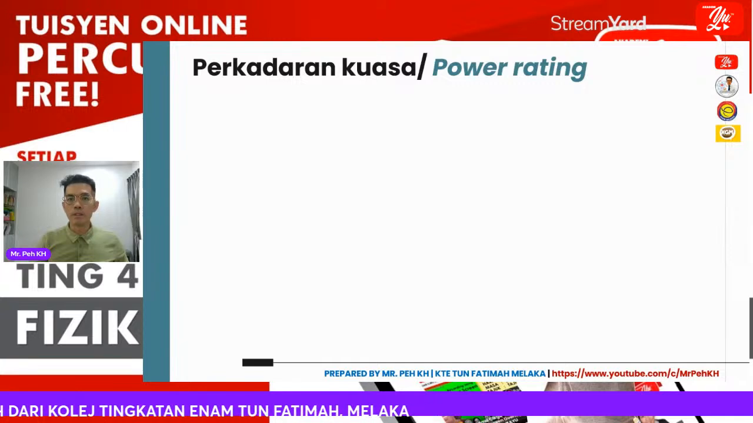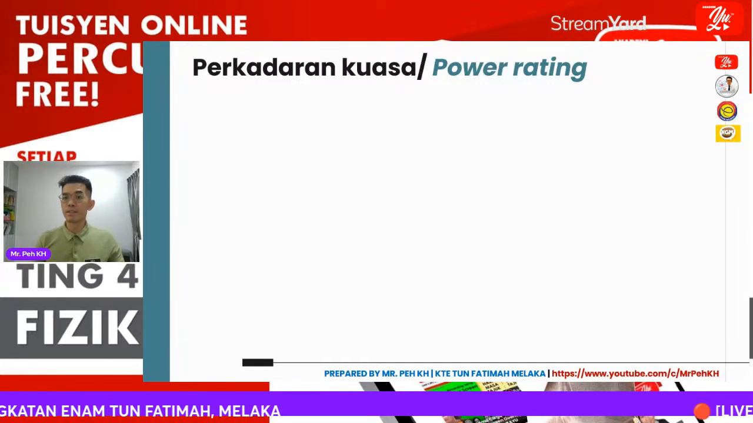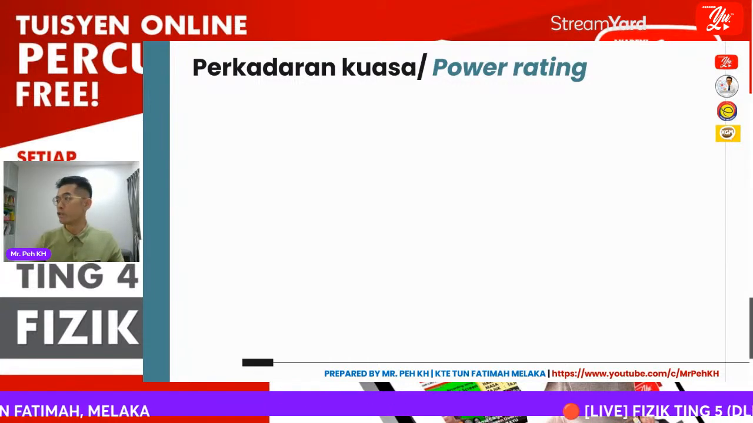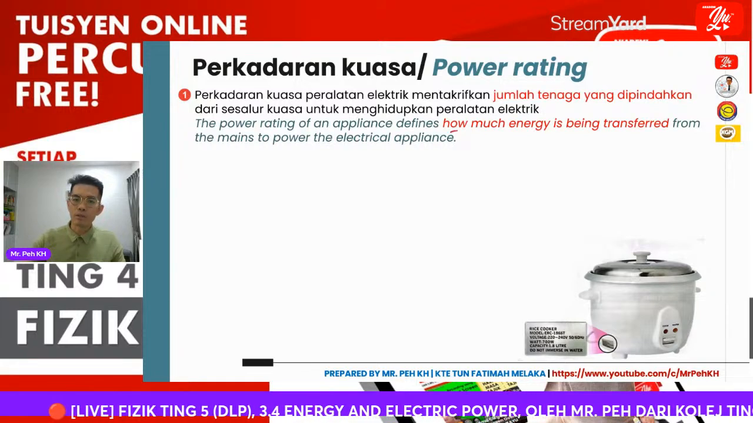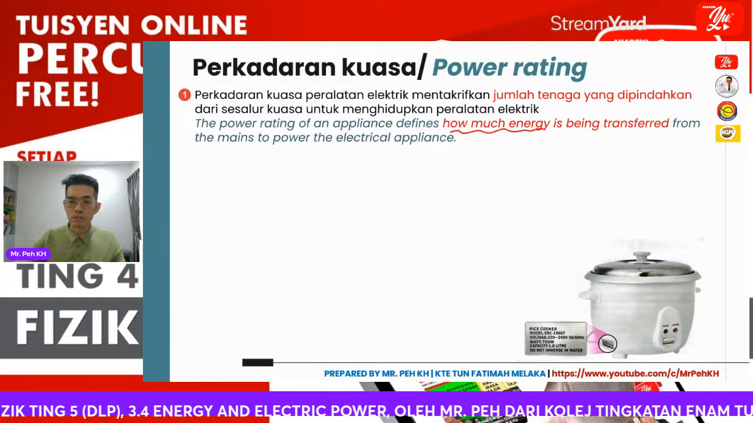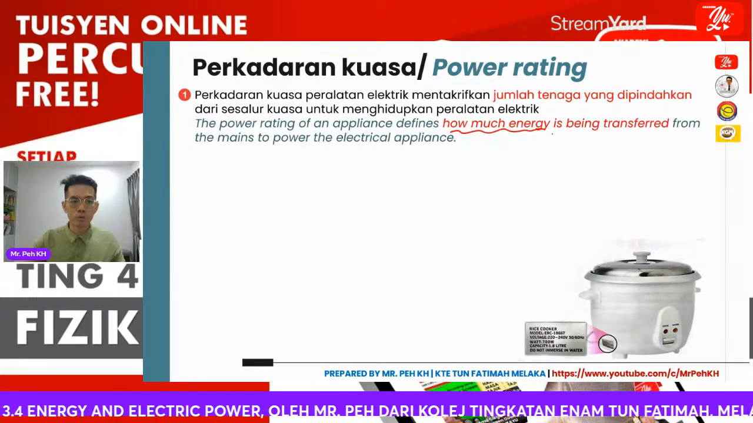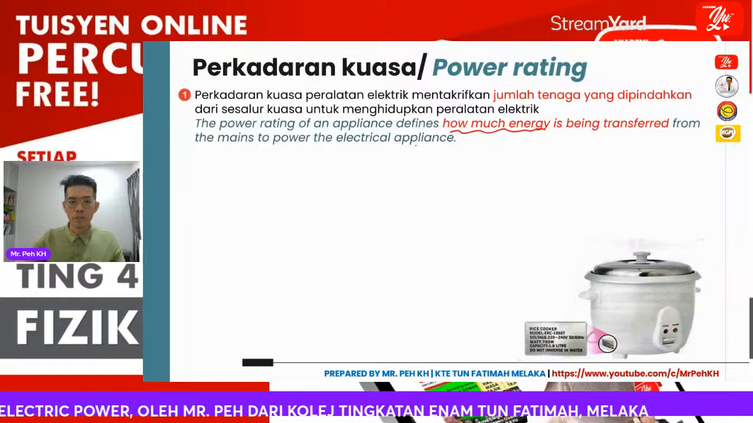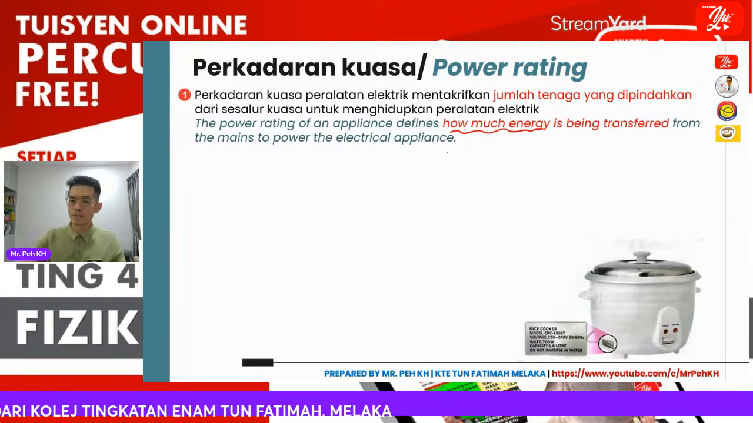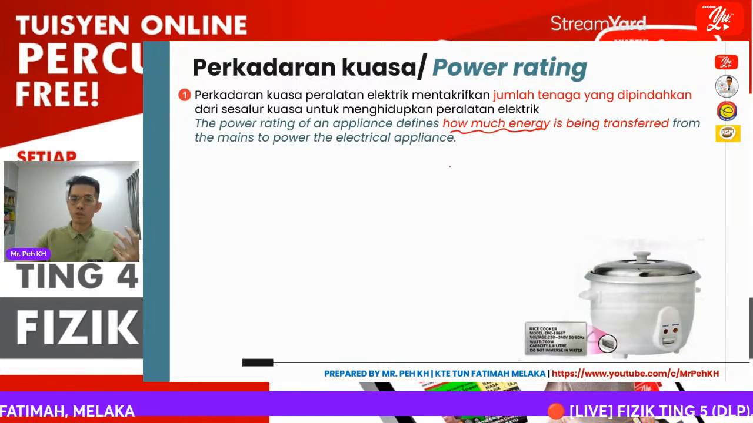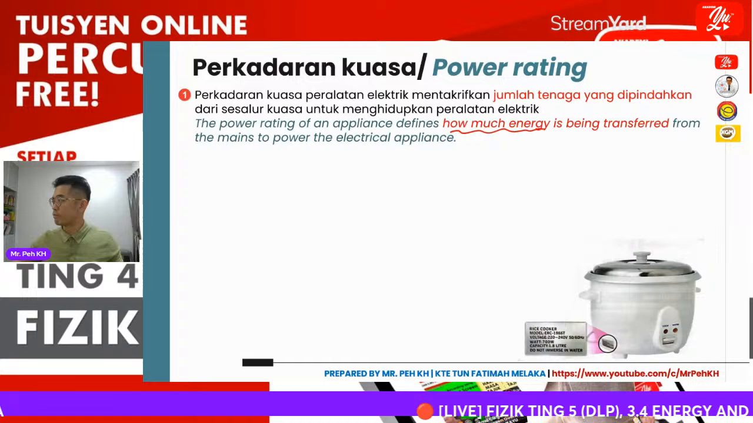Okay, so now we go for our learning standard 4. Okay, so what you are going to learn here is to compare power and rate of energy consumption in various electrical appliances. Okay, so here, firstly, you need to understand the definition of power rating. The power rating of an appliance is defined as how much energy is being transferred from the mains to power the electrical appliance. So the power rating tells you what is actually the energy involved so that the electrical appliance can function well.